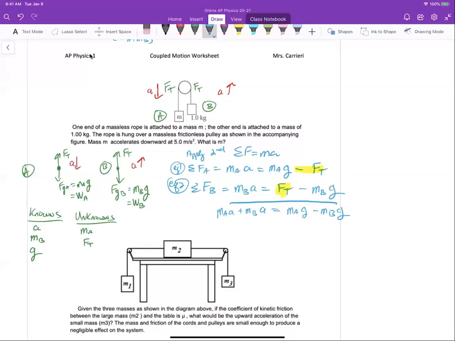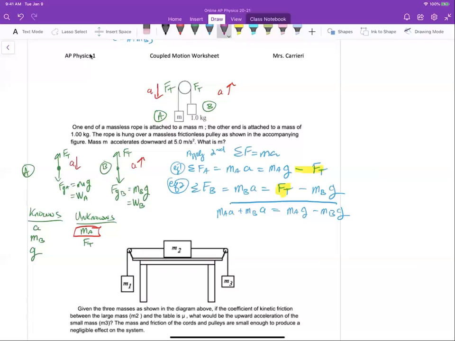What am I trying to find? They want to know the mass of A. This is what I'm looking for. Force of tension was my other unknown. Force of tension is no longer in this equation. I can solve for the mass of A. How do I do that?